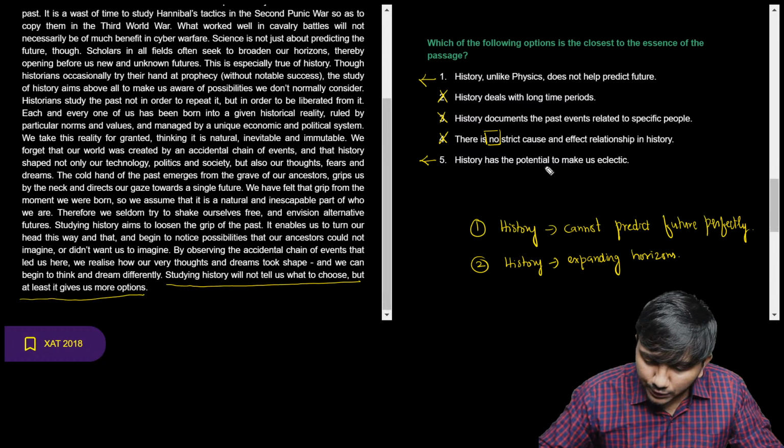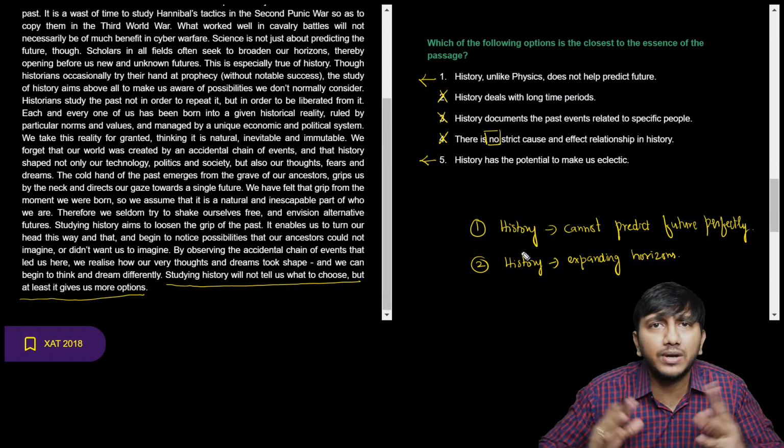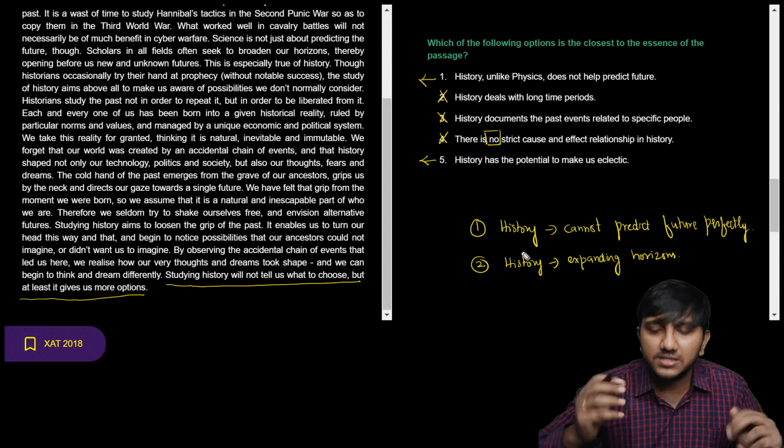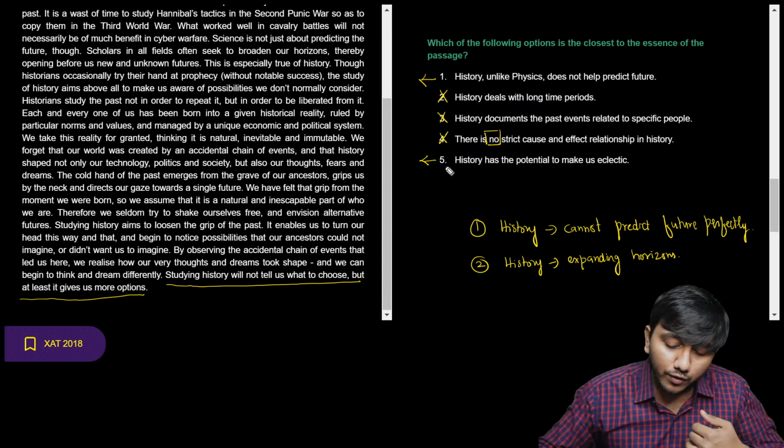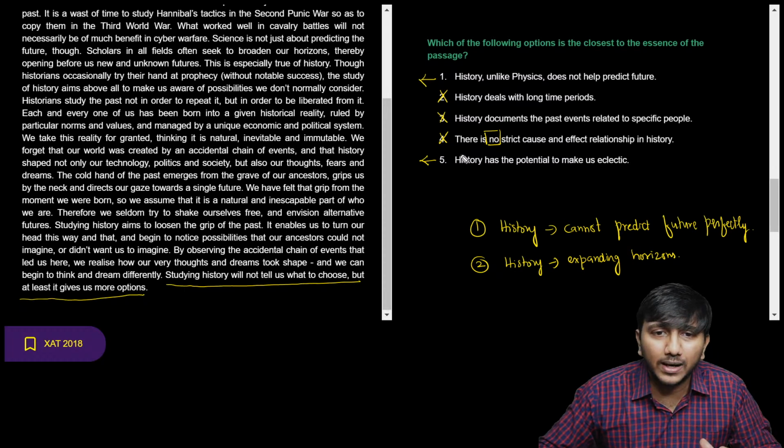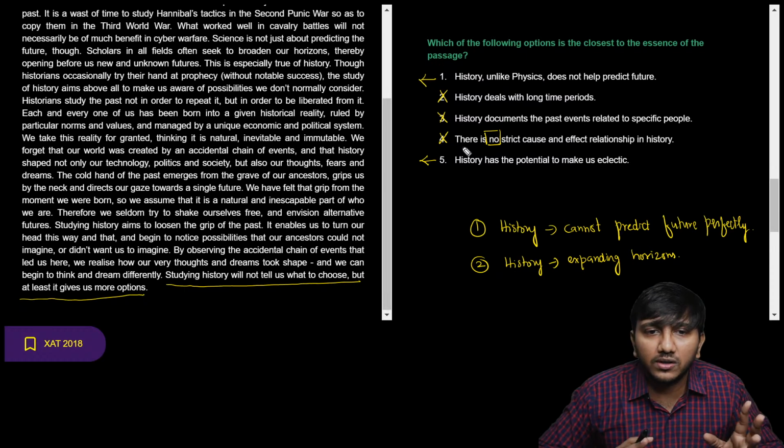So history has the potential to make us eclectic, means history is about expanding horizons, more options, and so on. So which of these two should I go for? Should I go for the first one or should I go for the fifth one? Because both of them are consistent with what is given in the passage.